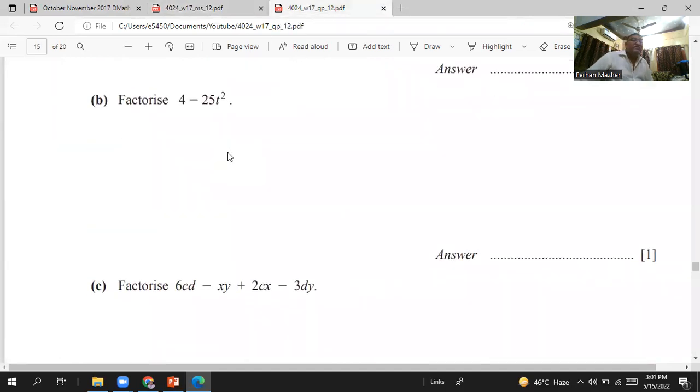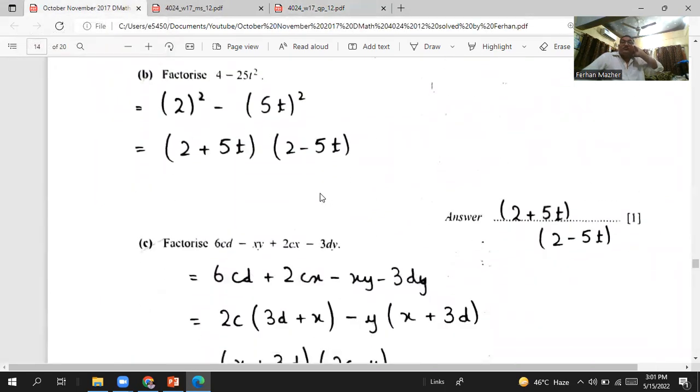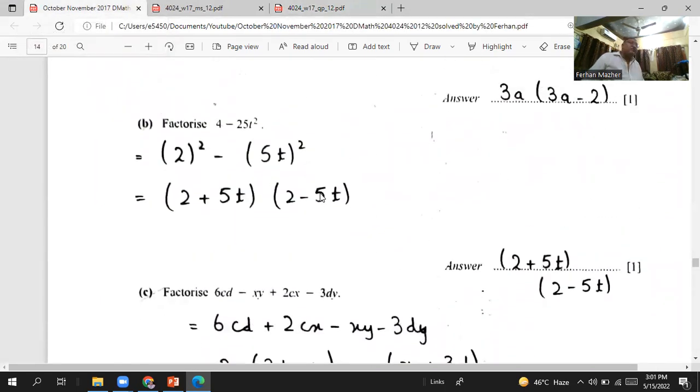Okay, so the next question is factorize 4 minus 25t square. These two are perfect squares, so you can apply the identity of the difference of two perfect squares, which is a square minus b square is equal to a plus b, a minus b. So this is basically 2 square minus 5t square, and because these are two perfect squares and we have a negative between them, it will be 2 plus 5t into 2 minus 5t. So that is the answer.